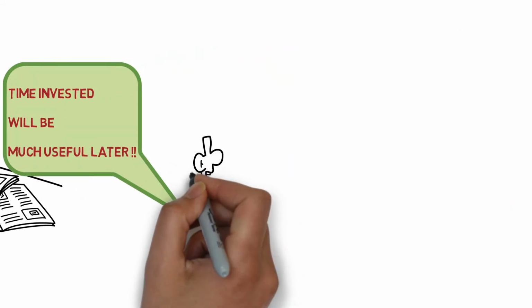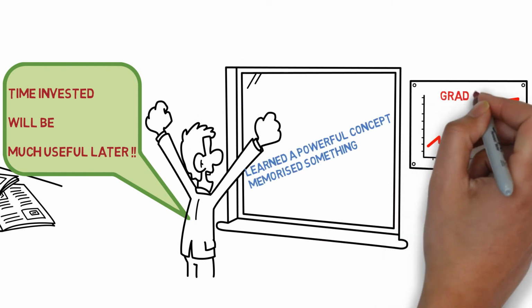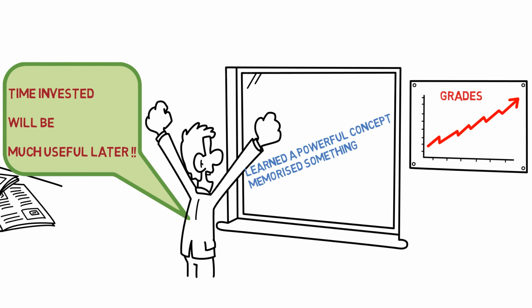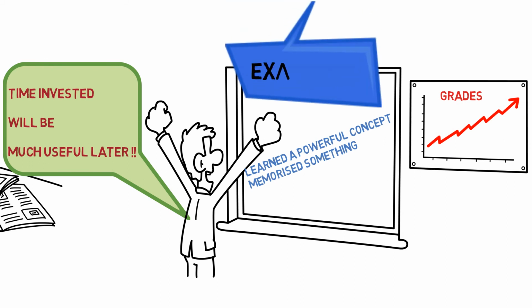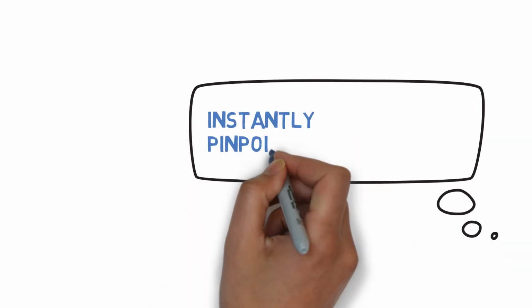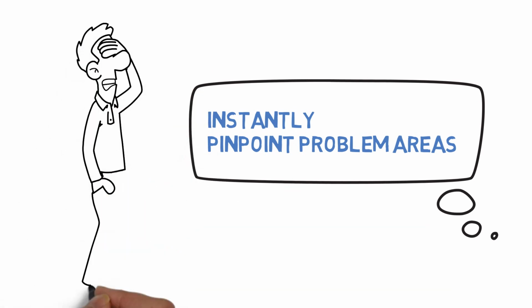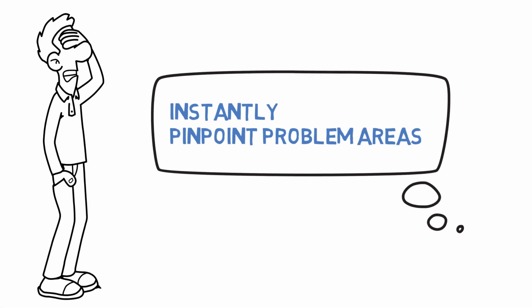So when should you apply the Feynman technique? I would strongly recommend that you use this idea when you have learned a powerful concept or memorized something big, but you are not very sure whether you will be able to retain what you have learned or memorized till the exam date. Using this will surely help you in that. Using this technique, you will be able to instantly pinpoint your problem areas, because they will be the areas where you either get stuck during the explanation or you end up resorting to using complex language or terminology.